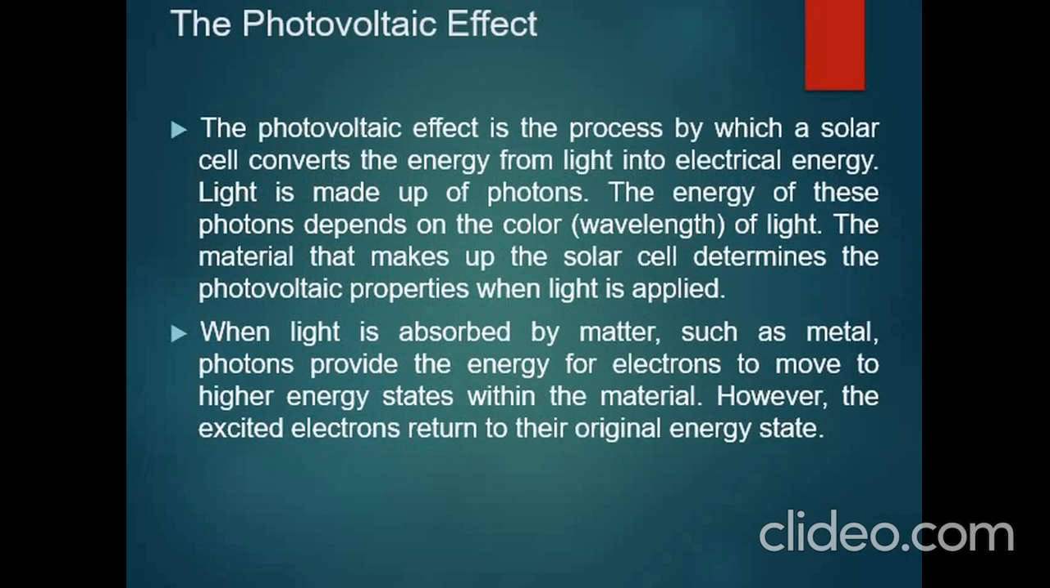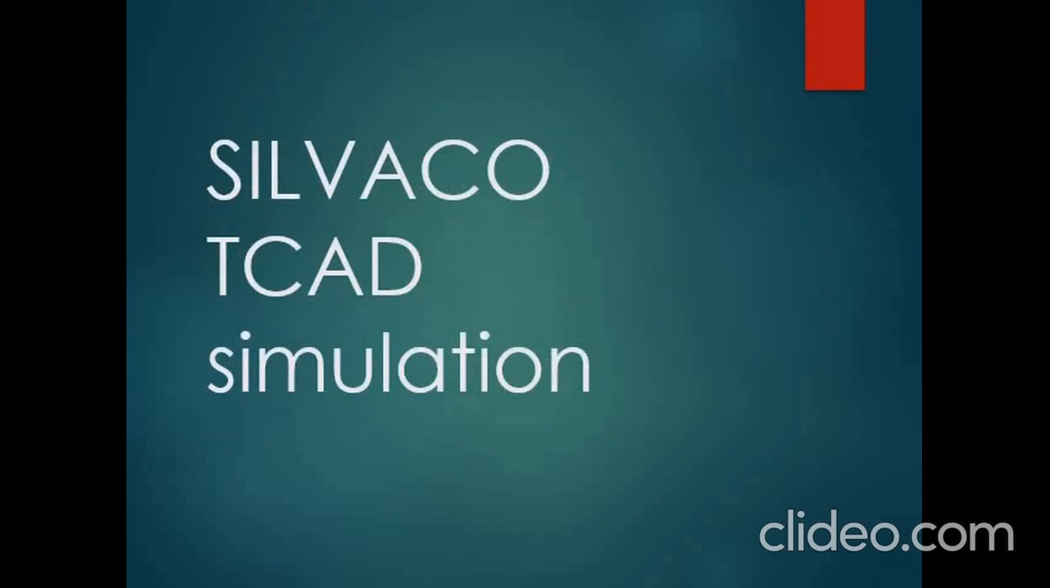The photovoltaic effect is the process by which a solar cell converts the energy from light into electrical energy. Light is made up of photons. When a photon is absorbed by matter such as metal, photons provide the energy for electrons to move to higher energy states within the material. However, the excited electrons return to their original energy state, and that leads to release of energy. So this is the photovoltaic effect, and now we will discuss Silvaco Atlas simulation.